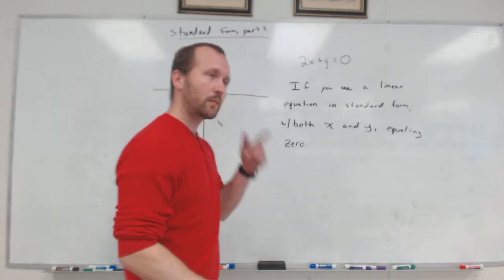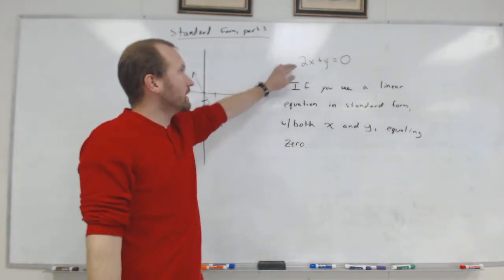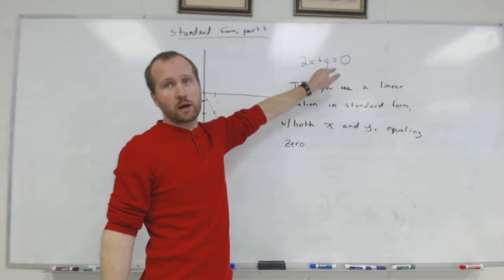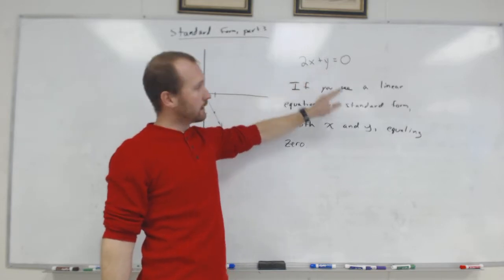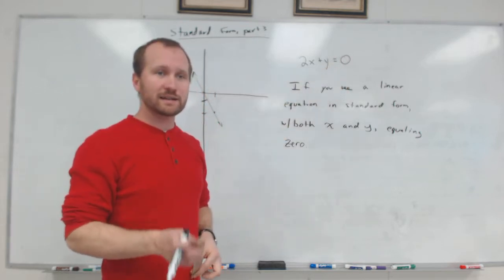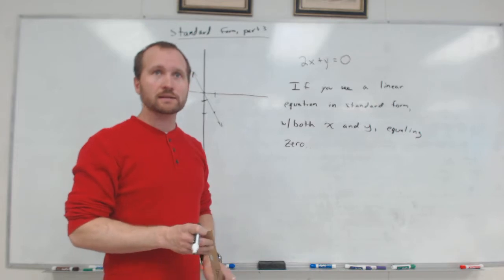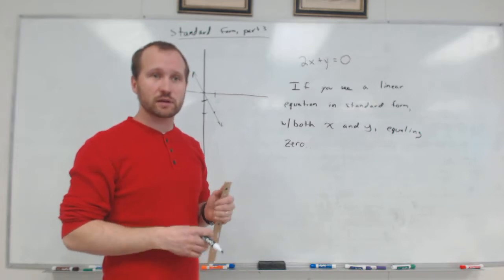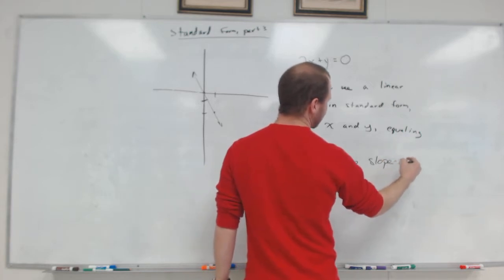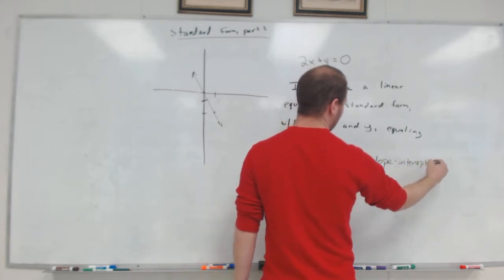this is what we're going to do. If you ever see a linear equation in standard form, which means x and y together on the same side, and you have both x and y, and it equals 0, what you do is convert it into slope-intercept. And it's actually pretty easy usually to convert it into slope-intercept form. So for example, with this equation, I only have to do one step to convert this into slope-intercept.